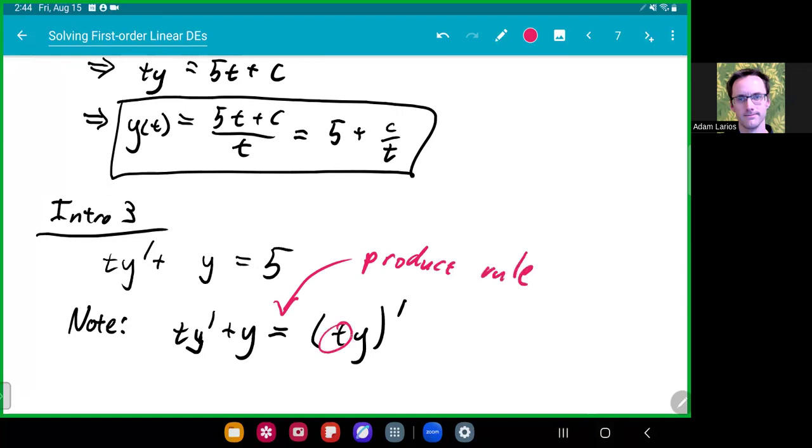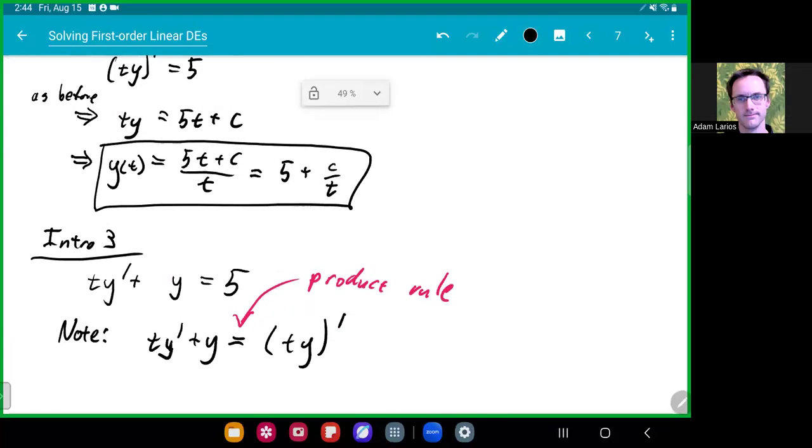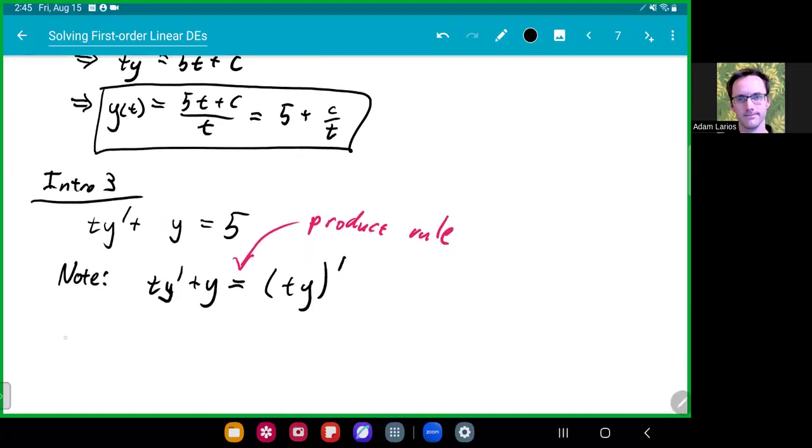If I take the derivative of t, I get a 1, and I leave the y alone, so I get just y there. On the other hand, if I take the derivative of y, I get y prime, and I leave the t alone. So this is just the product rule showing up. So this intro problem 2 and intro problem 3 are the same, just written in a slightly different form.